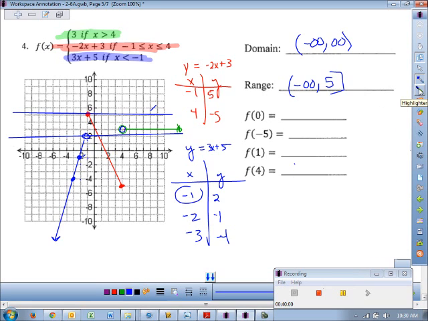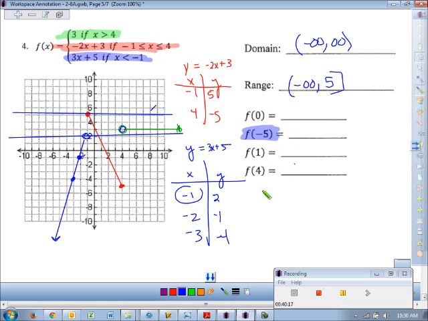Pick on the green one first. Is there anything bigger than 4? Well, that's a 4, but it's not bigger than 4, correct? So no greens. I'm going to go straight to blue then. Anything less than negative 1, which is this one, right? That's less than negative 1, correct? Everything else is going to be my red one.